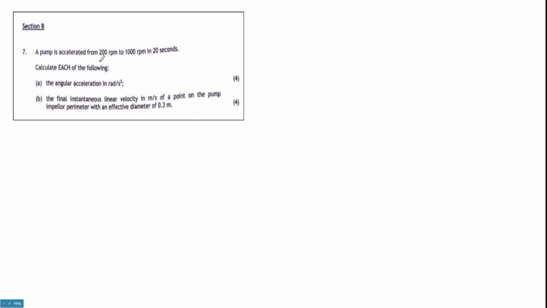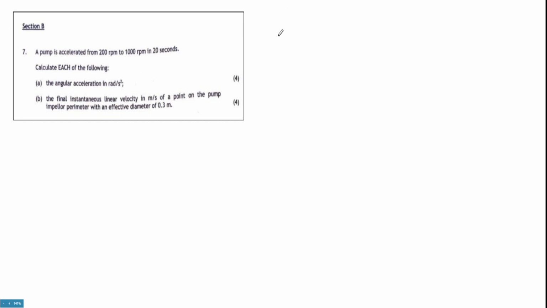I'm going to be using linear, actually, Suvat equations, which are exactly the same. They're very similar. The difference is we don't have to learn two sets of notations. We just use one set of notations. So my equations might look a little bit different to how you see them in other places. We should be fine. A pump is accelerated from 200 to 1000 in 20 seconds. Angular acceleration in radians per second.